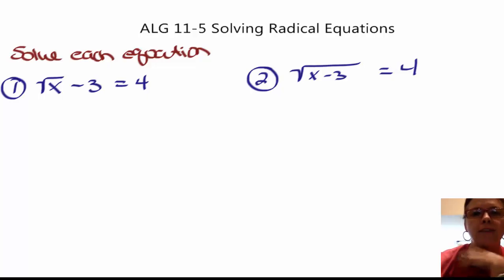Okay, today we're going to do 11.5, solving radical equations. So we've been simplifying radical expressions, but now we're actually going to solve for x. There's an equation, there's an equal sign here, so we have to solve each equation.